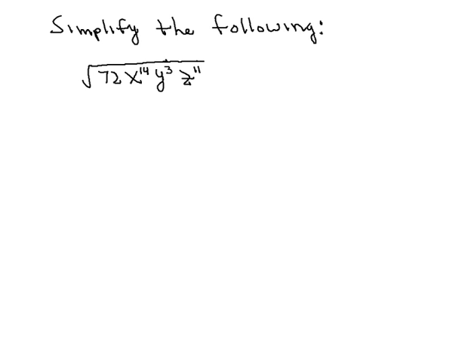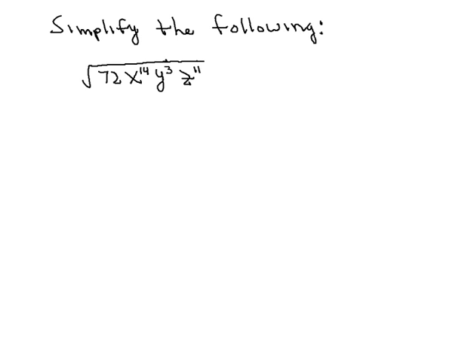Now for our next couple of examples that will illustrate guidelines 3 and 4, we're going to look at radicands that contain more than one factor. And all we have to do is to treat each factor as though it were a problem by itself. So our first example is the square root of 72 x to the 14th y cubed z to the 11th.